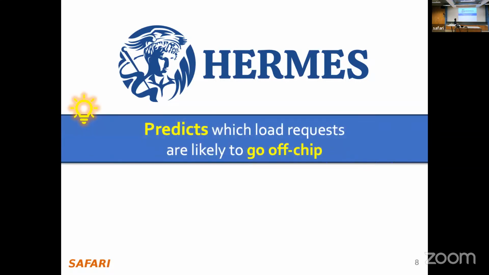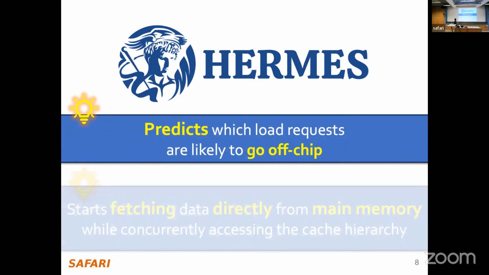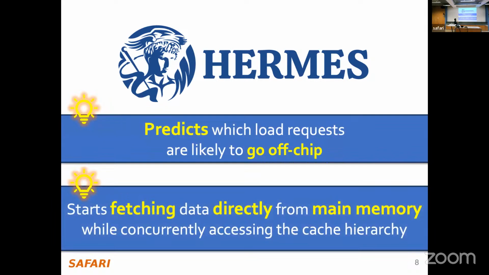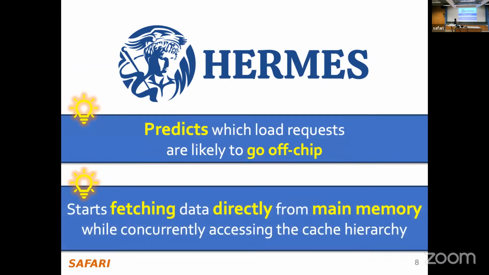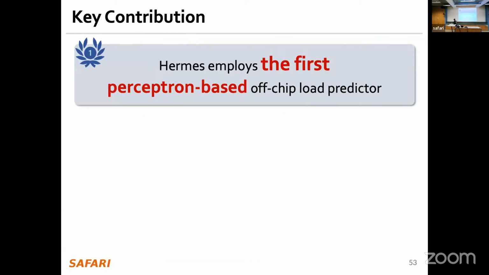So towards this, we propose Hermes. Hermes is based on two key ideas. First, Hermes predicts which load requests are likely to go off-chip, and for those predicted off-chip loads, it would start fetching the data directly from the main memory, while also concurrently accessing the cache hierarchy, as I just said. Now, maybe before going into the full pictorial diagram of Hermes, let's see what the key contribution of Hermes is.